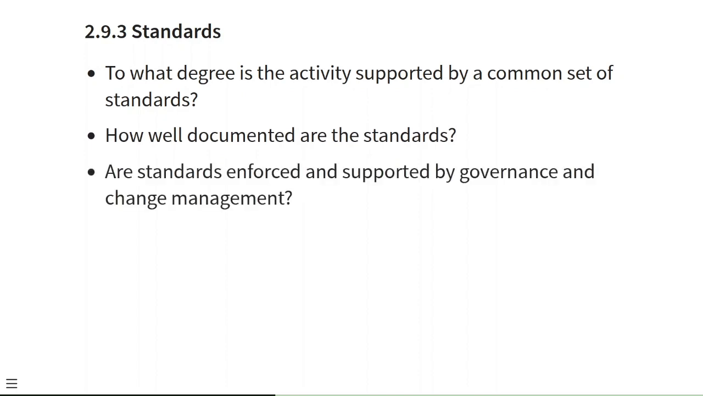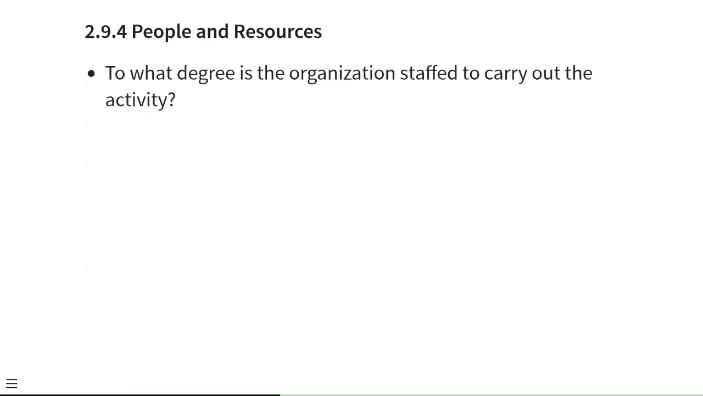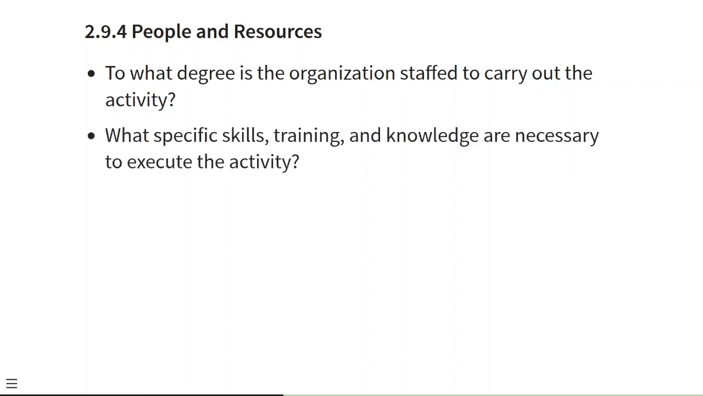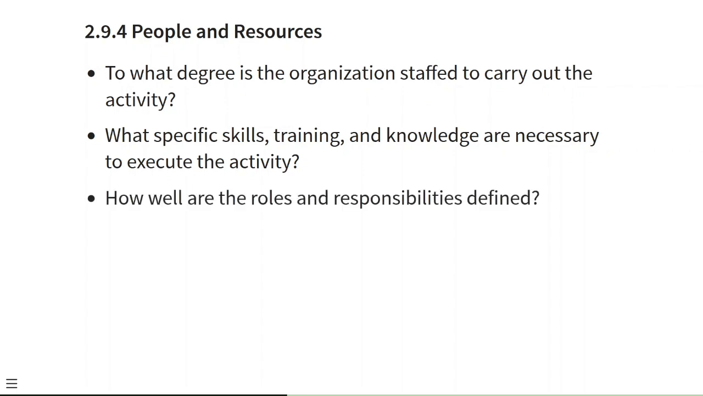Some questions for the standards category include: to what degree is the activity supported by a common set of standards? How well documented are the standards? And are standards enforced and supported by governance and change management? The people and resources category could contain the following questions: to what degree is the organization staffed to carry out the activity? What specific skills, training, and knowledge are necessary to execute the activity? And how well are the roles and responsibilities defined?